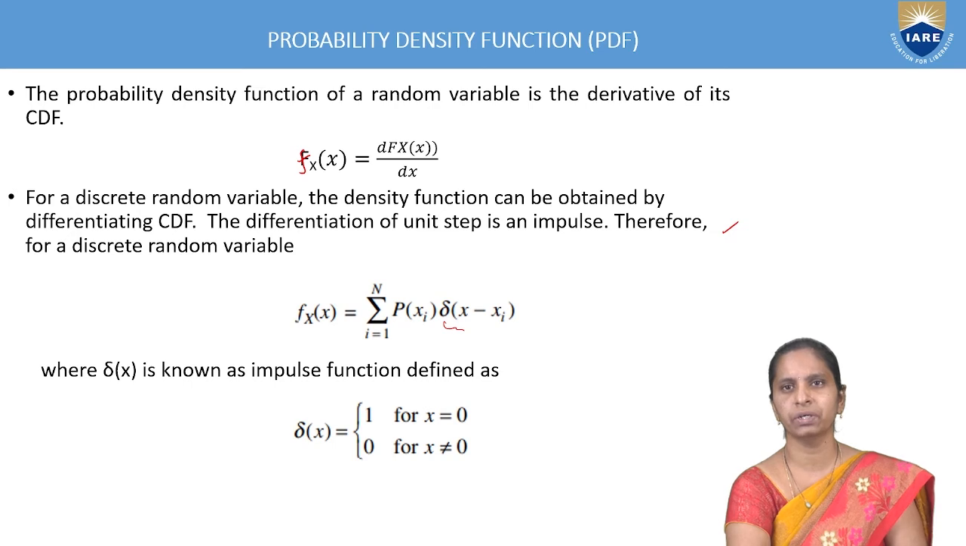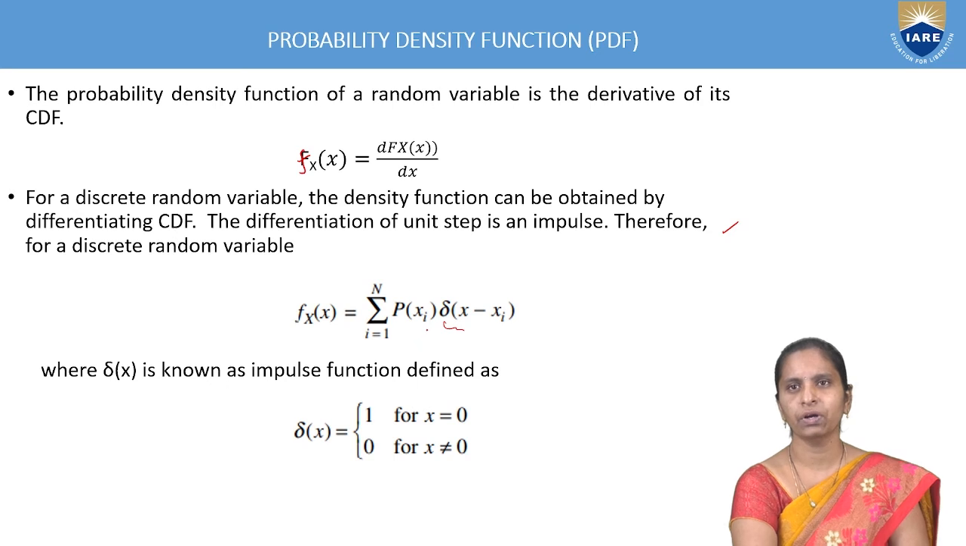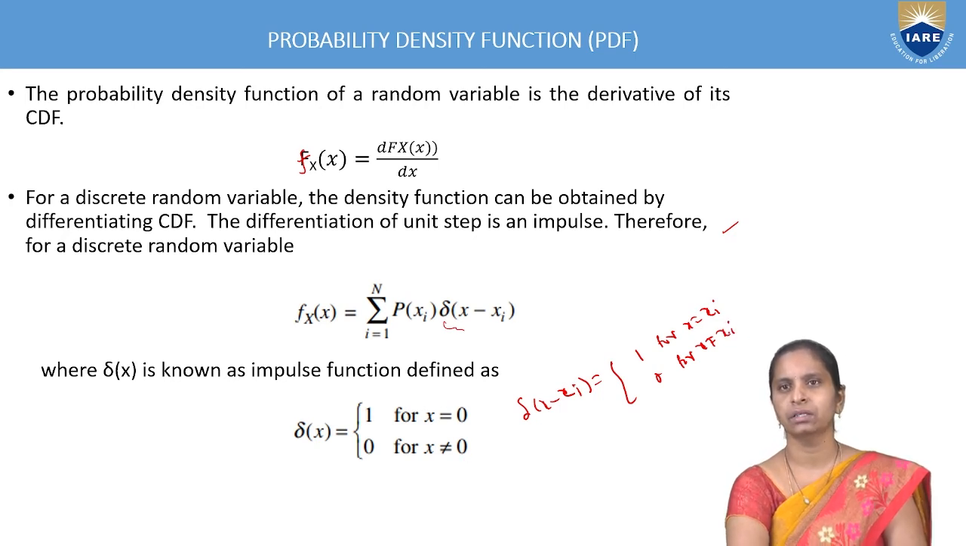Therefore, for a discrete random variable, the density function f_X(x) can be written as the sum from i equals 1 to n of p(x_i) times delta(x minus x_i). Here, delta(x minus x_i) is called the unit impulse function. How is it defined? Delta(x) equals 1 at x equals 0 and 0 when x is not equal to 0. Similarly, delta(x minus x_i) equals 1 for x equals x_i and 0 for x not equal to x_i. In place of the origin, I am going to get x_i. So this is the density function for a discrete random variable.